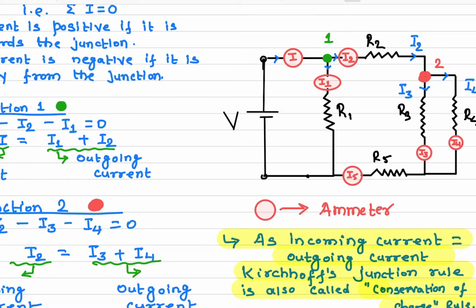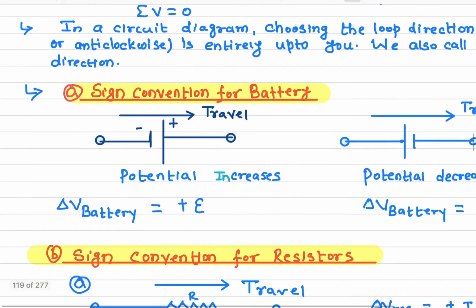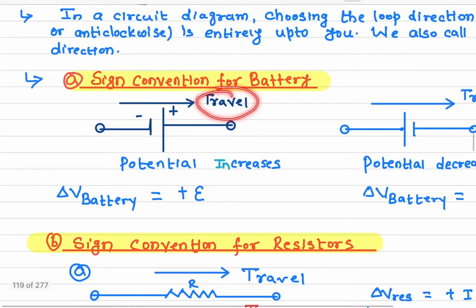So you may choose the loop direction either clockwise or anti-clockwise. It's entirely up to you. You may call this direction this way, or you may choose this way. Choosing the loop direction, which we also call the travel direction, is entirely up to you.